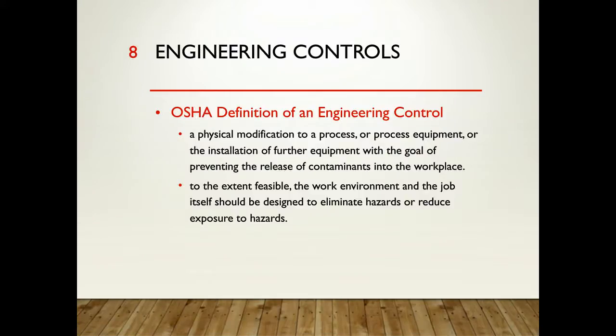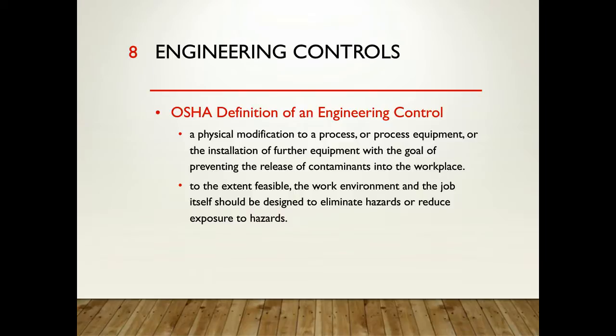So we're going to talk about engineering controls now. OSHA defines an engineering control as a physical modification to a process or process equipment or the installation of further equipment with the goal of preventing the release of contaminants into the workplace. To the extent feasible, the work environment and the job itself should be designed to eliminate hazards or reduce exposure to hazards.